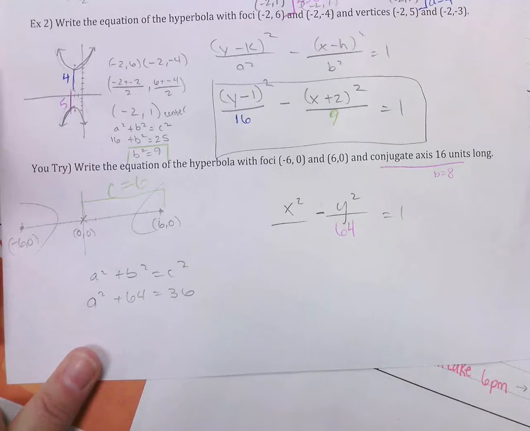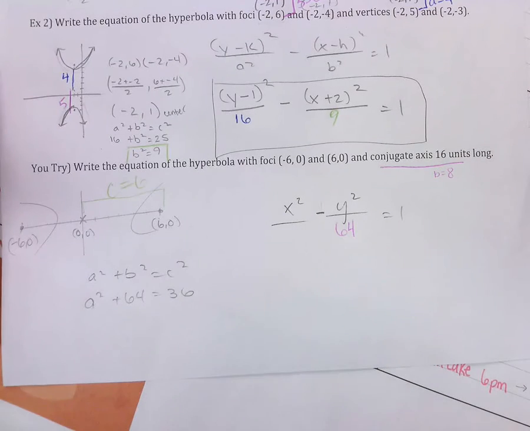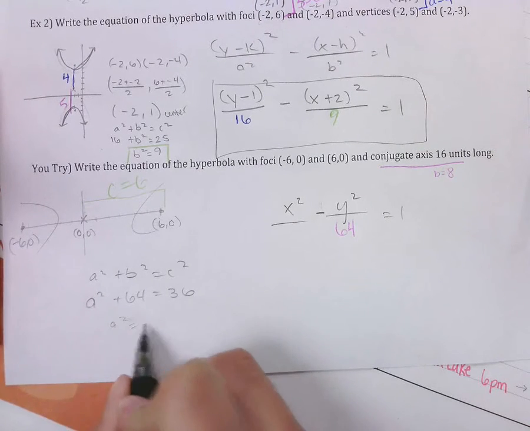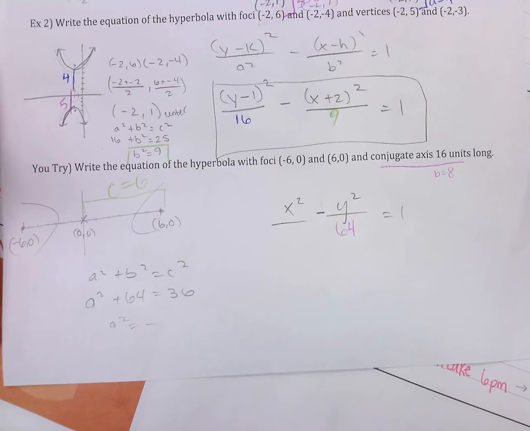Does it not work if you plugged in 64 and 36? I think there's a typo here. Because this doesn't make sense now. Yeah, something's up with this. Because when we subtract 64, we get something negative, and it's not supposed to be.